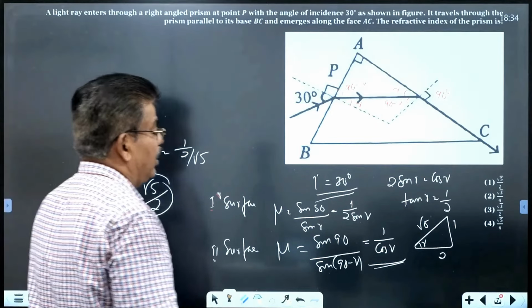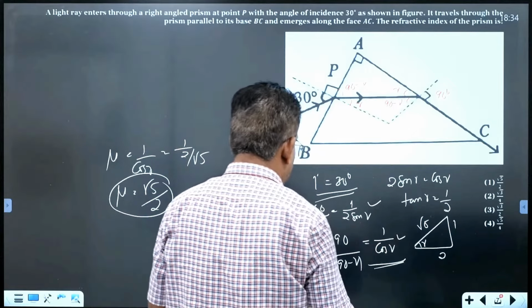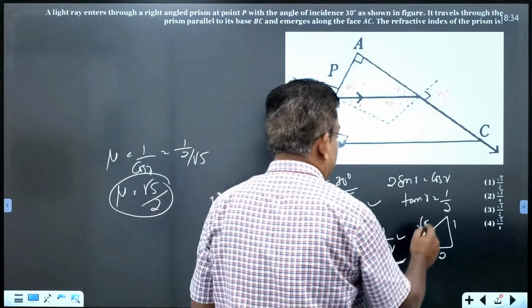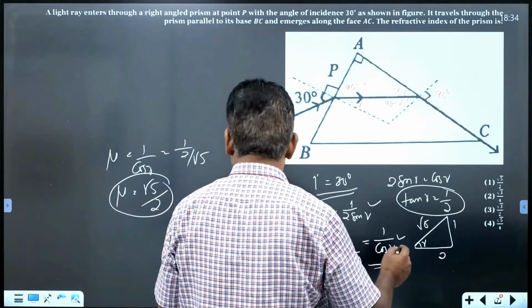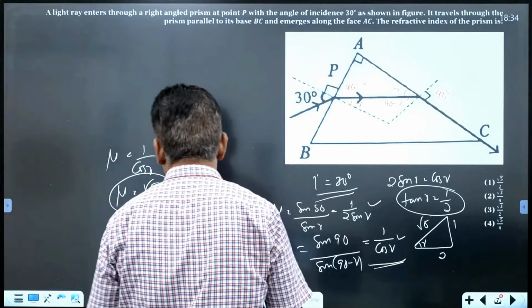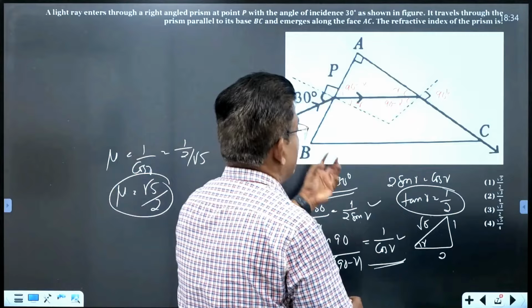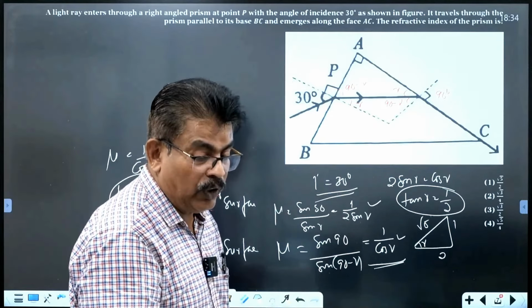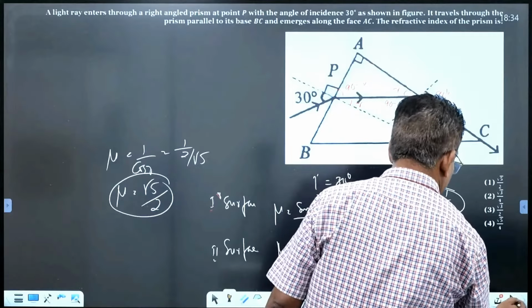So I repeat: first surface, this is the picture; second surface, this is the picture. Both are mu, we equated them and got tan R is equal to 1 by 2. From that we calculate cos R, which comes to be 2 by root 5, and mu is equal to 1 by cos R, which is root 5 by 2. This is somewhat a difficult question. We need calculation in this series. Okay, we go to the next question.